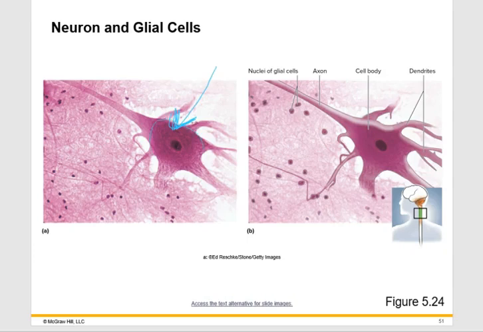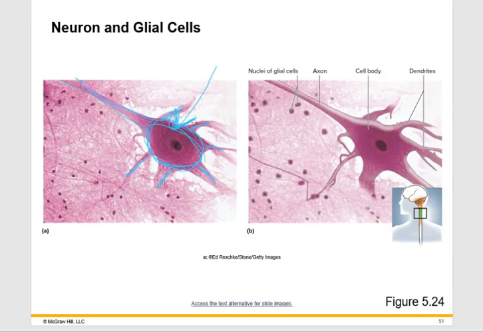The cell body, shown here, with nucleus in the center. You have the long extension here called the axon. And then you have multiple shorter extensions clustered here. Looks like a sun. Those are called the dendrites.